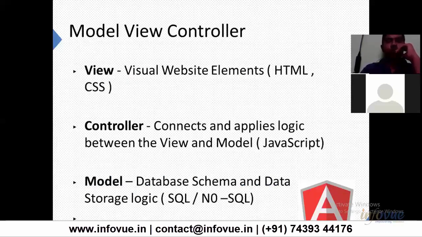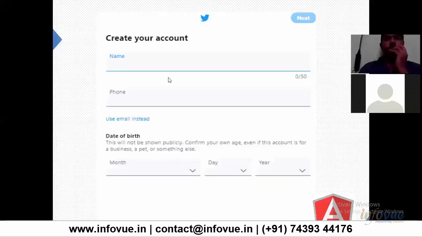View: visual website elements using HTML and CSS. This is a Twitter sign up page. Here you can see the name and logo, button and input box. So this is the view done by HTML and CSS.